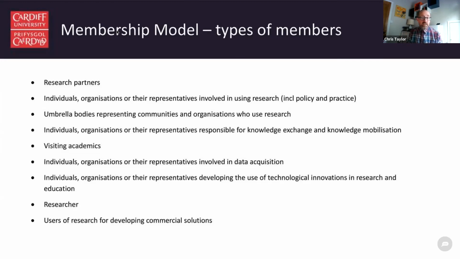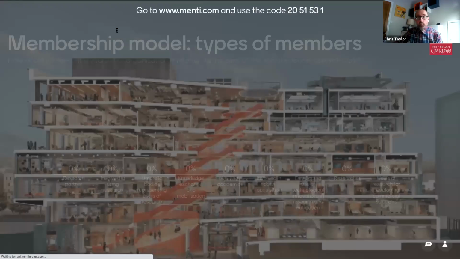You may be organizations who collect enormous amounts of data that you want to share with others, to have support from others in using that data to make better and more informed decisions. You might be developing new technological uses for research, or in education even. You may be researchers independent of the university. And of course, you may be users of research who are developing commercial solutions. You may have a number of these characteristics rather than just one or two of them. And in a minute, I'm going to ask you to identify which ones you are.